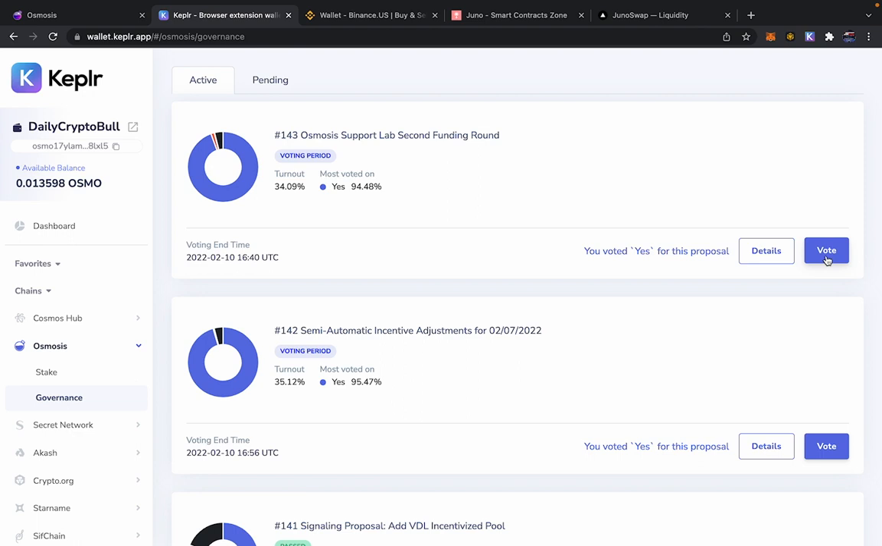Oh, is there a vote? Okay, I already voted for this for the Osmosis one. Good. So check these regularly too. Another way to qualify for airdrops, but that is basically it.